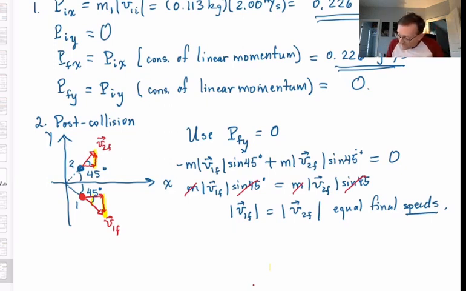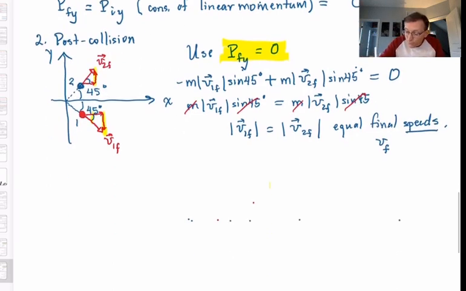Let's just call that equal final speed vf with no other notation. Okay, now I haven't answered the question yet entirely. I've just proved that they have the same speed after the collision. I still need to find out what that speed is. How will I do that? Well, the physics idea I've used so far is conservation of linear momentum for the y component. I haven't used the x component yet. That has to be conserved too.